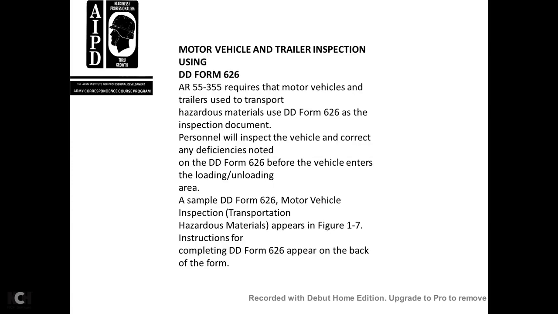AR 55-355 requires motor vehicles and trailers that transport hazardous material to have DD Form 626. As the inspection document, the person will inspect the vehicle correctly. Note any deficiency on DD Form 626 before the vehicle enters the loading and unloading area. The motor vehicle inspection for transporting hazardous material appears in Figure 1-7, and instructions for completing DD Form 626 appear on the back of the form.